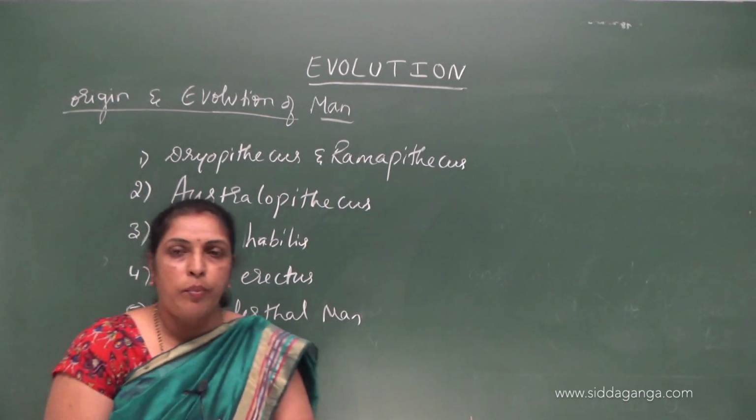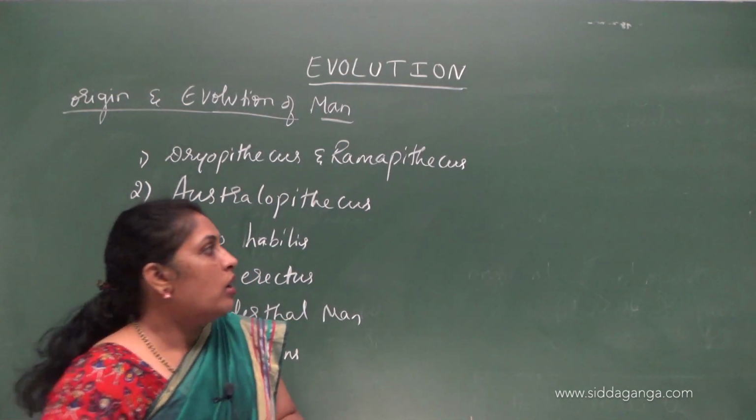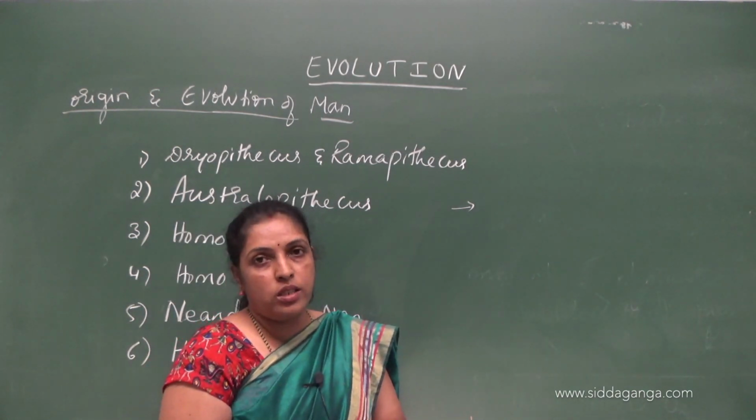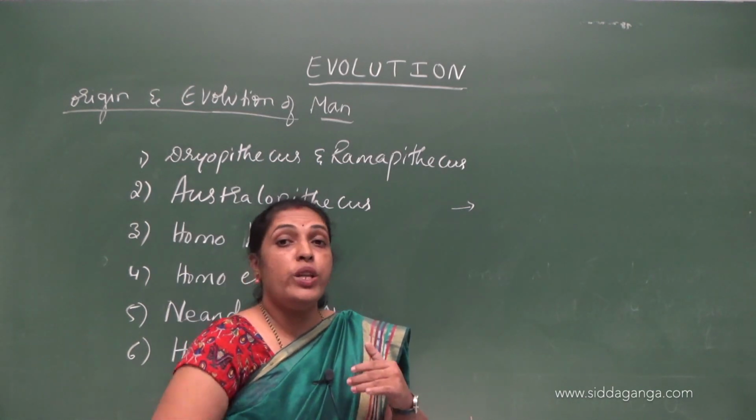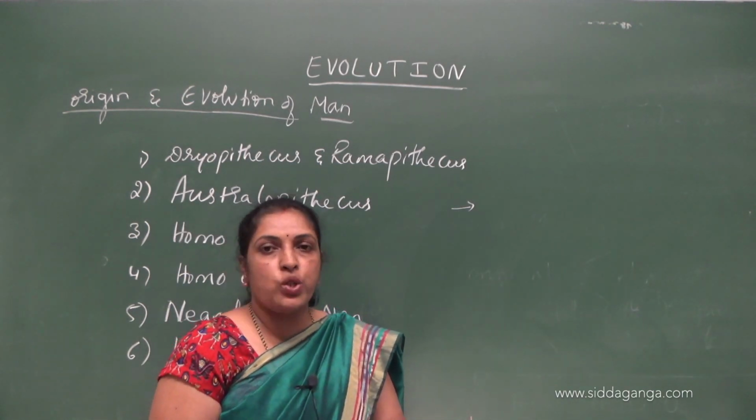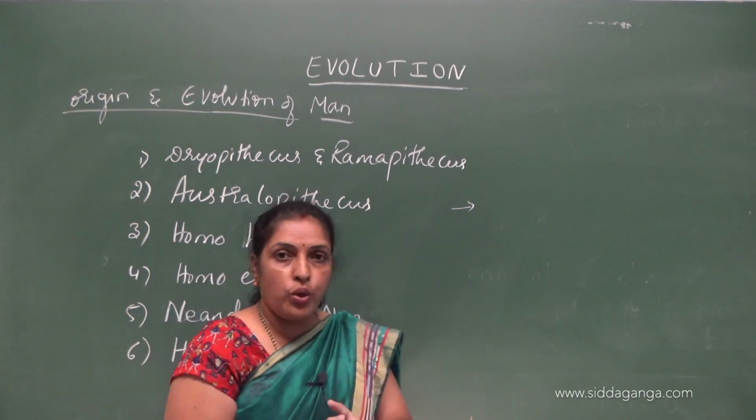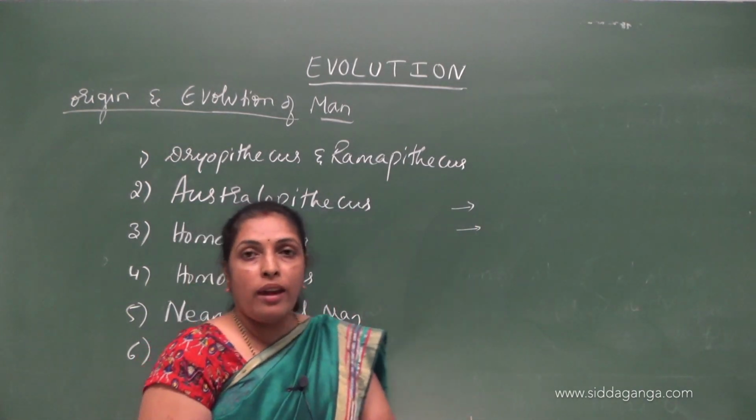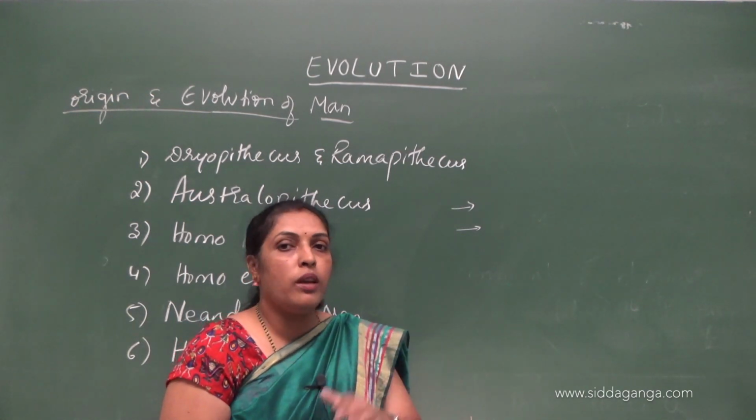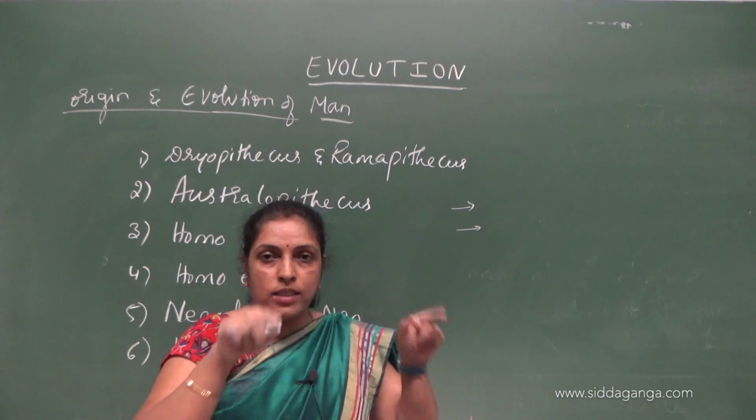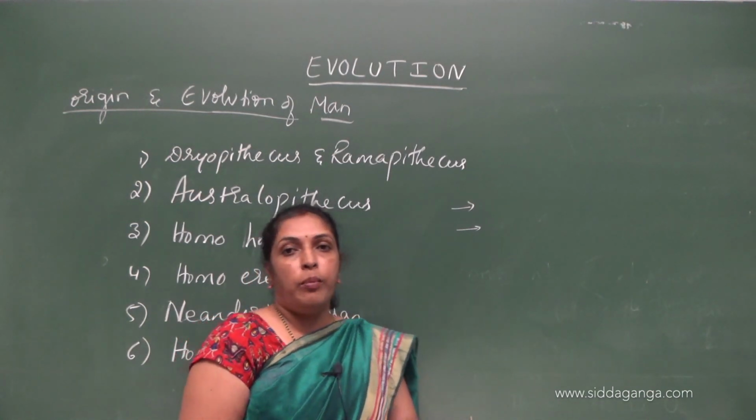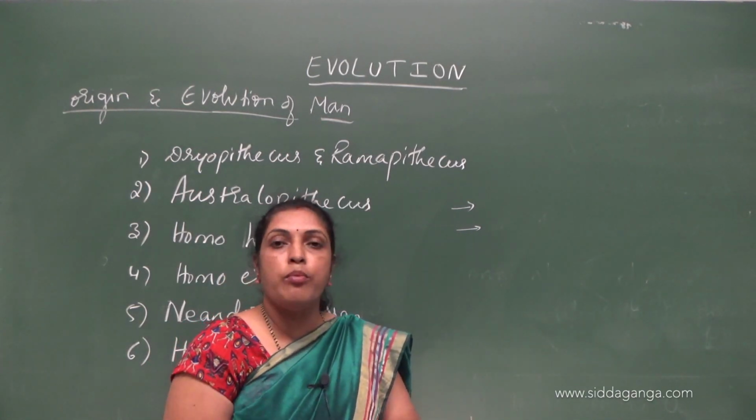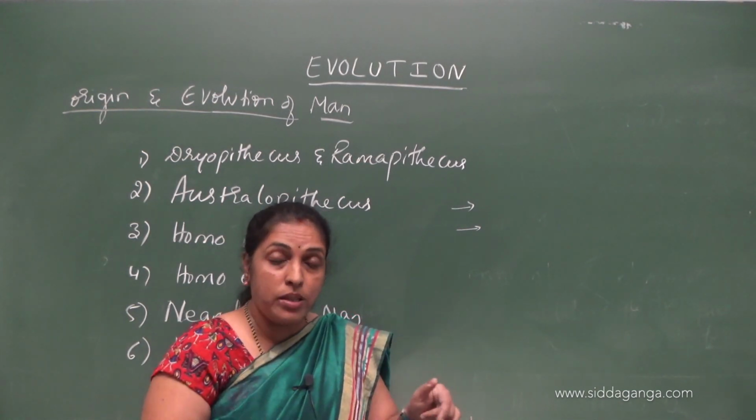So this completes the chapter evolution. In this chapter, they may ask, define evolution, 1 mark, and what is abiogenesis, and what is biogenesis, and who disproved abiogenesis? Louis Pasteur, Francisco Redi, they disproved the abiogenesis theory. And who gave the chemical evolution of life? Oparin and Haldane. And who proved the chemical evolution of life? Urey and Miller, by that experimental setup. By doing the experiment, they proved the chemical evolution of life. That experimental setup of Urey and Miller will come for 3 marks. Only the diagram will come for 3 marks.